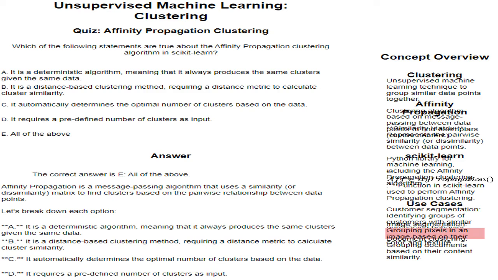Image segmentation: grouping pixels in an image based on their color and texture. You could use affinity propagation to segment an image into different regions based on a similarity of color and texture of the pixels. This could be useful for tasks like object recognition or image editing.